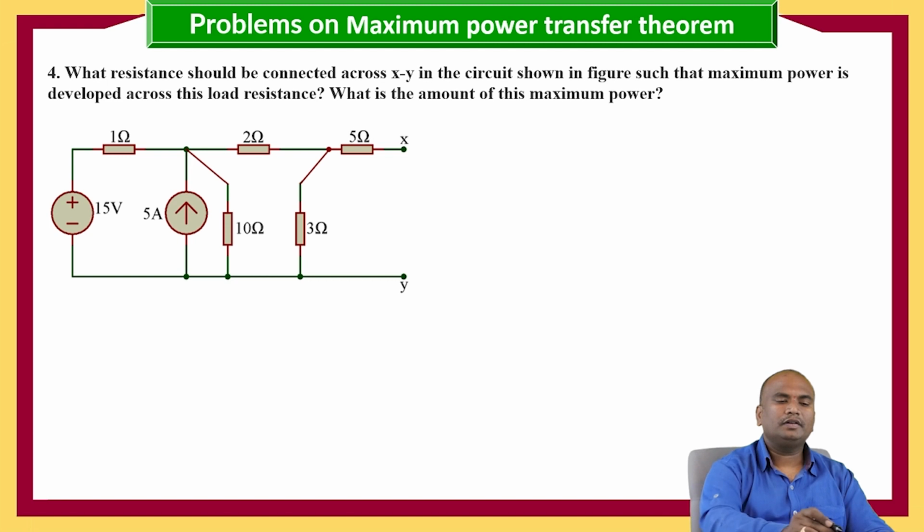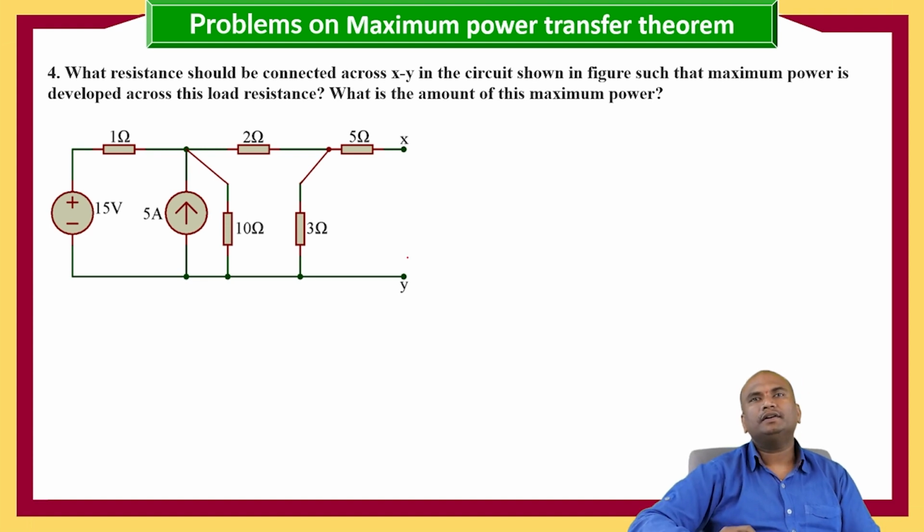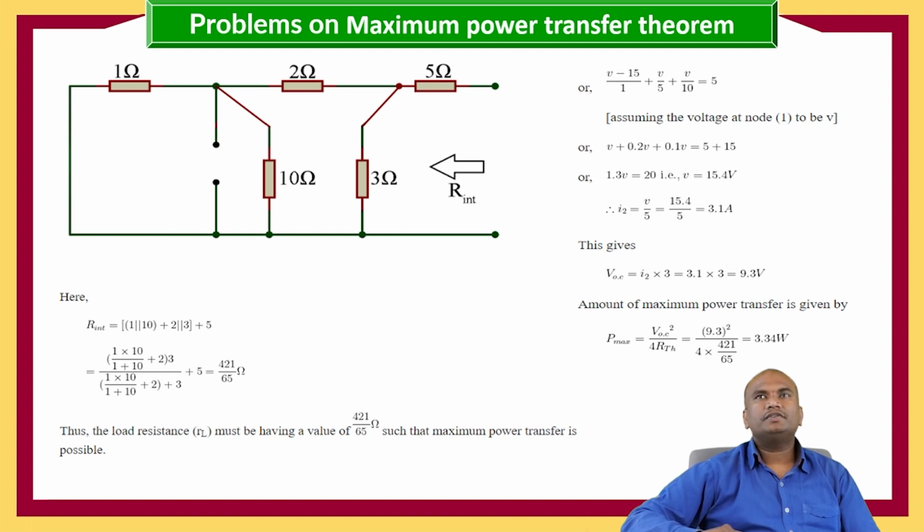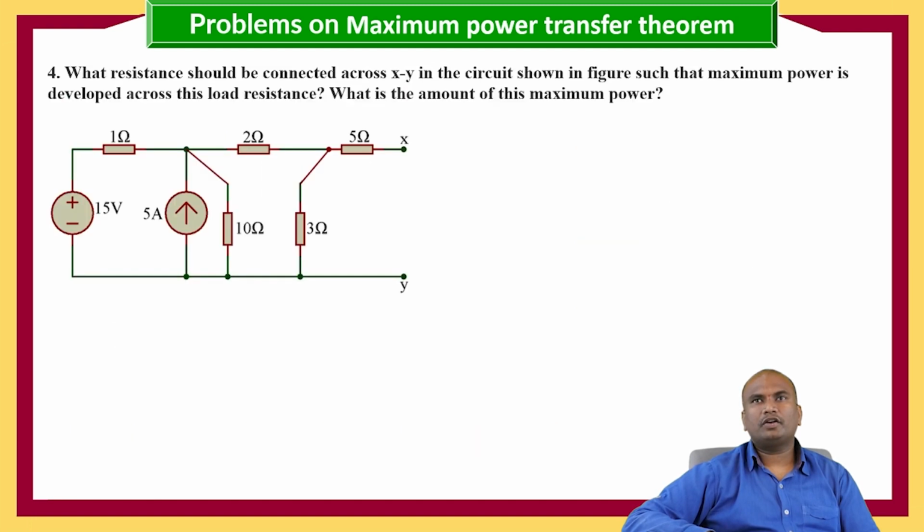The next problem: what resistance should be connected across X, Y in the circuit shown in figure such that maximum power is developed across this load resistance, and what is the amount of this maximum power? So here, between X and Y, we need to calculate the VTH and RTH, and then we need to calculate what is the maximum power. So for that, first we are going to write the KVL in this particular circuit.